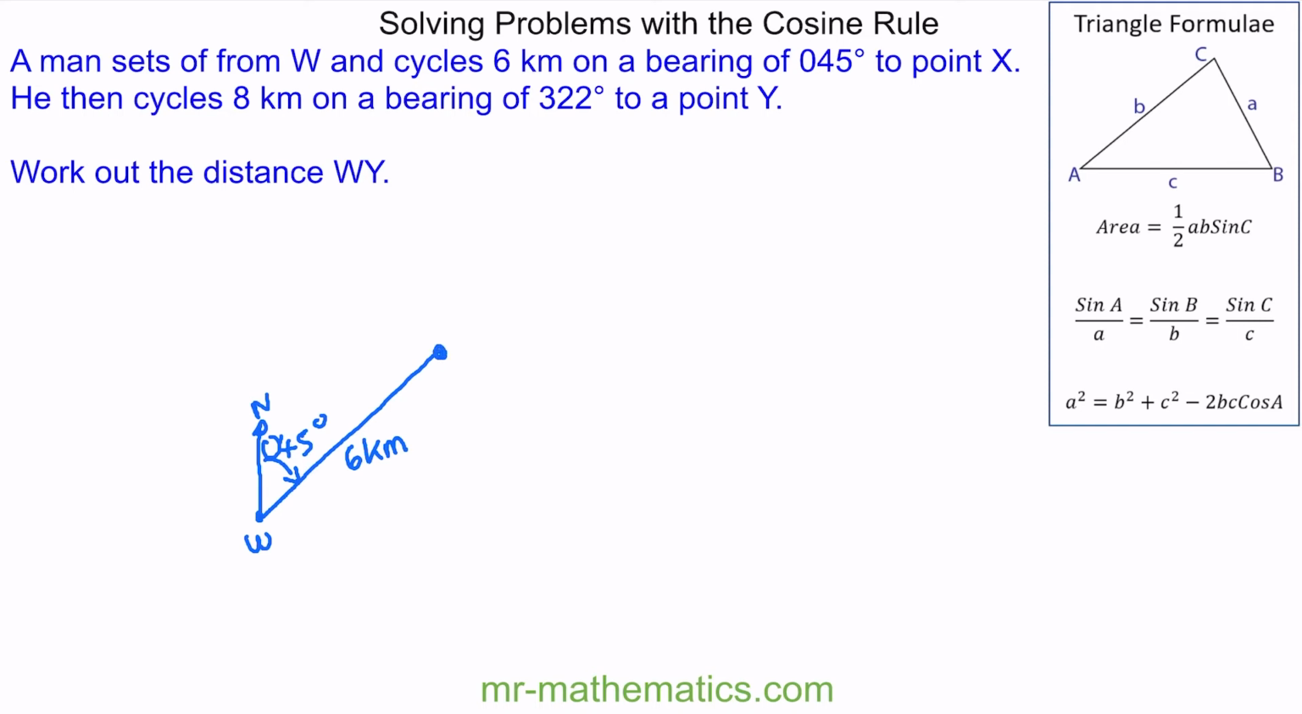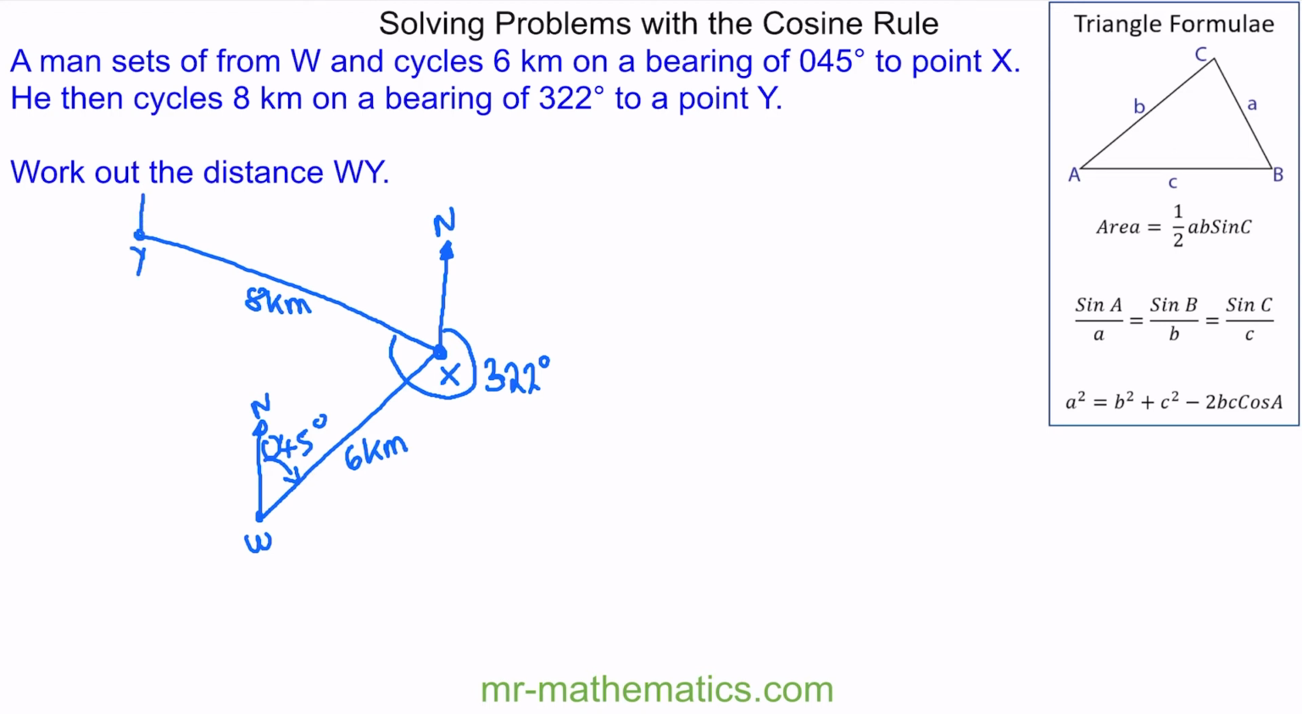And at this point, we have X. So from X, I'm going to draw another north line, and then he cycles 8 kilometers on a bearing of 322 degrees. So again, we have our north line. We're going to rotate 322 degrees, which is just past 3/4 of a turn. And then we have 8 kilometers. And I'll label this as 322 degrees. And this is then point Y.